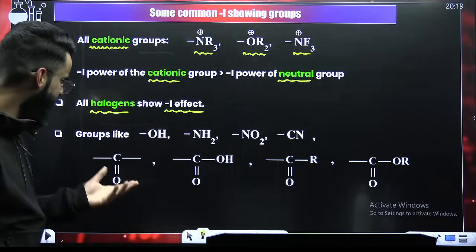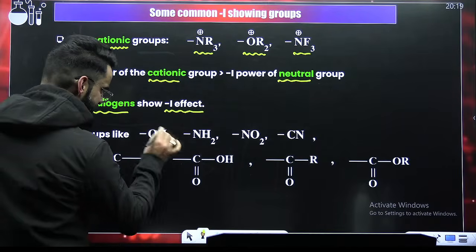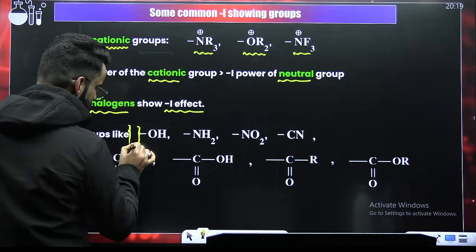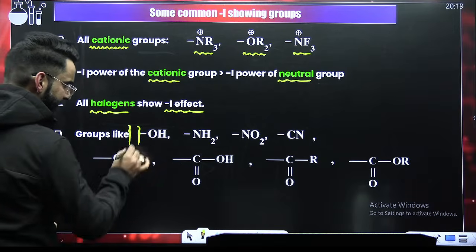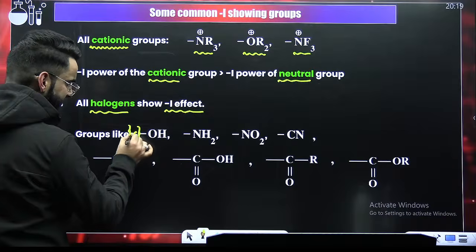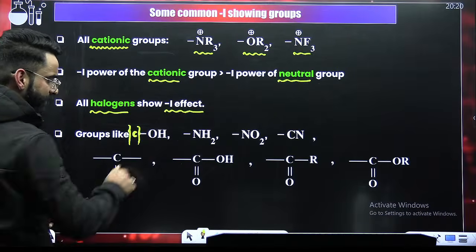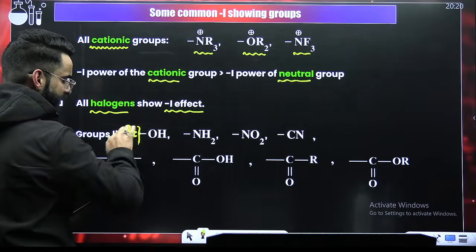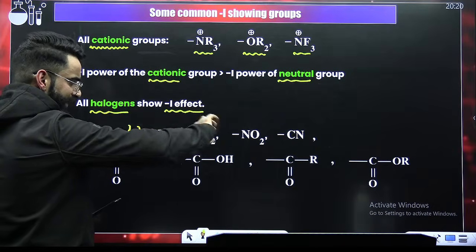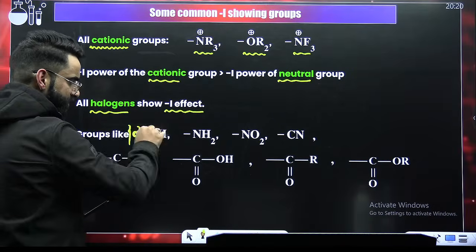How do they show minus inductive effect? It's pretty simple. For example, you're attaching this group with a carbon chain, right? Perfect. What's going to happen? Oxygen is more electronegative than carbon, so it will pull the sigma electron density towards itself, right? So it shows minus I.